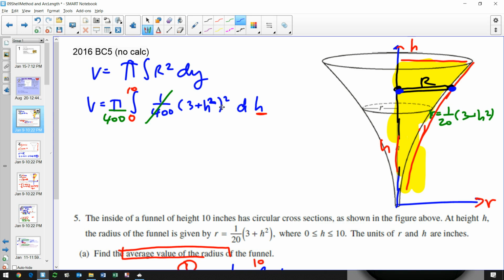Is it 9 plus h to the fourth? What's wrong with that? We forgot the middle child. We forgot the middle child.